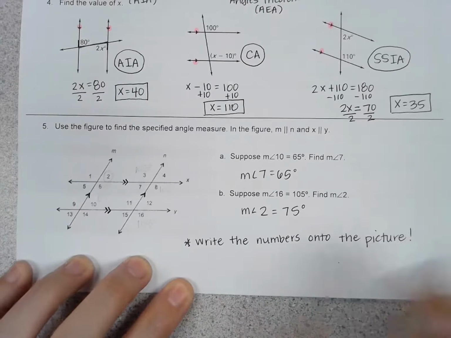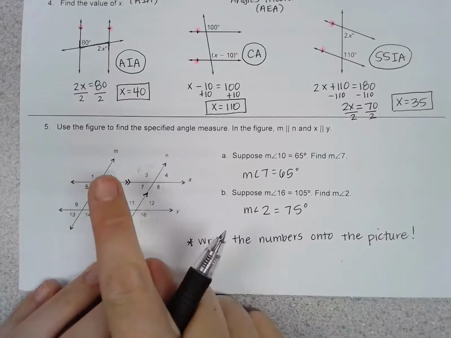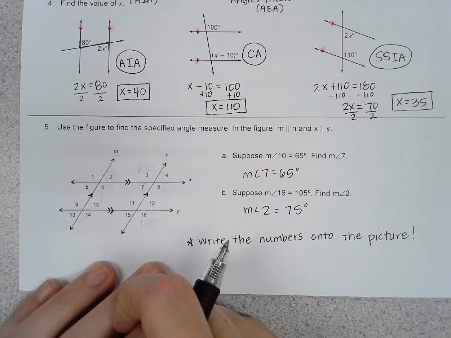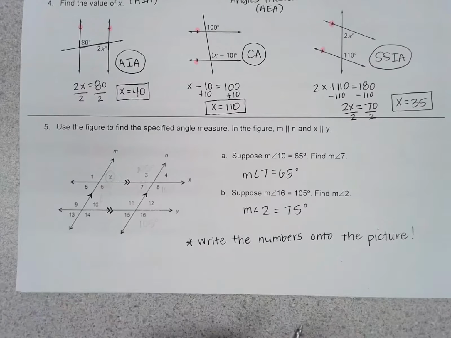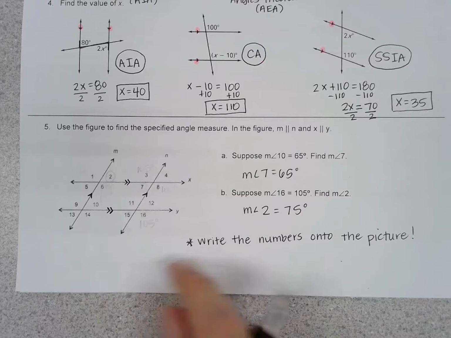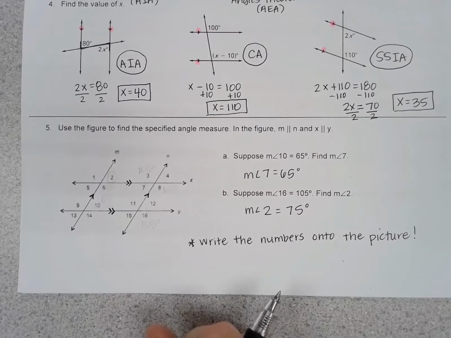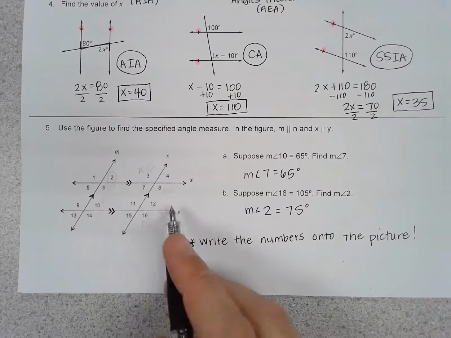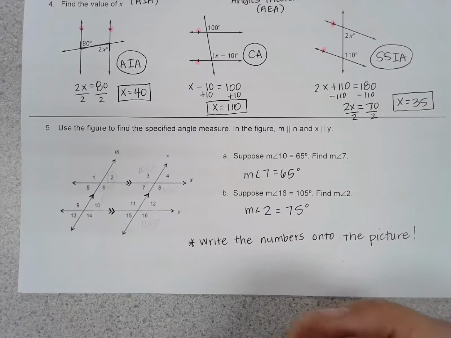Because when you put the numbers onto the picture, it helps you look at it and think about what other things you know about it. This is true when you're talking about side lengths. It's true when you're talking about angle measures. Writing the numbers onto the picture will help you visualize what's going on so you can use that to get the correct answer to the question.